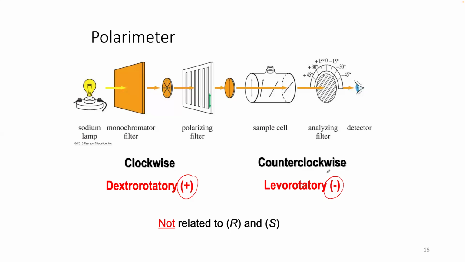Molecules actually rotate the light by interacting with the incoming light, it's their own property. Therefore, between this light rotation and the R and S, there's no interaction, there's no connection.